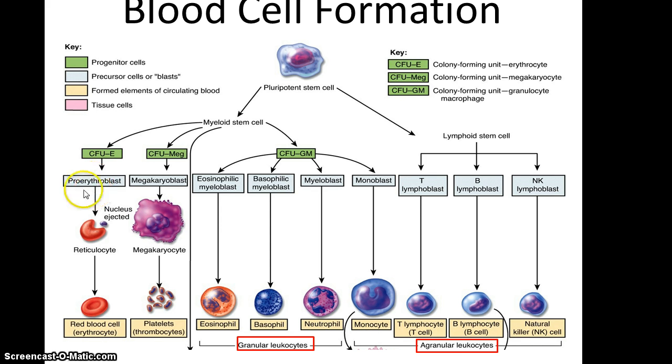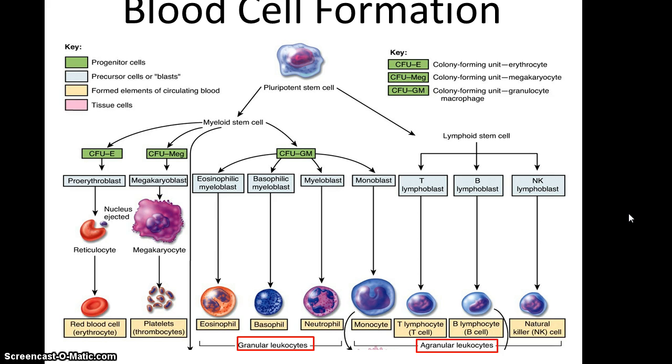So for the colony-forming erythrocytes, it becomes a pre-erythroblast, loses its nucleus, and eventually becomes an erythrocyte, or red blood cell. For the megakaryoblast, it becomes this huge megakaryocyte, which can break up into little bitty cell-like structures referred to as platelets or thrombocytes. And then, otherwise, it's distributed into a type of leukocyte, whether it is a granular leukocyte or an agranular leukocyte.